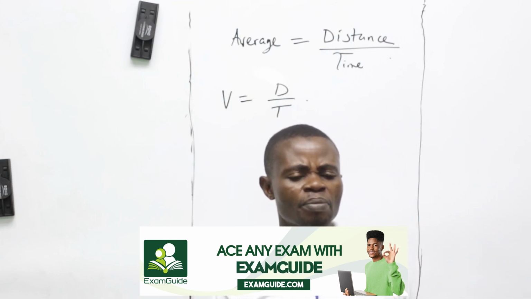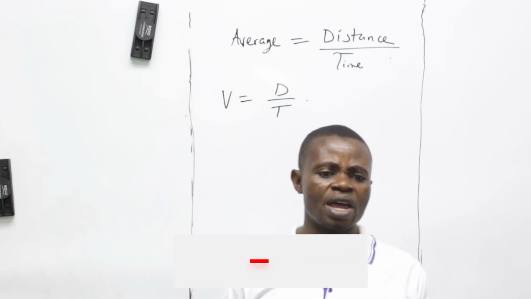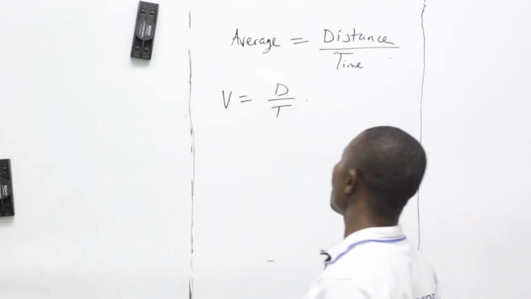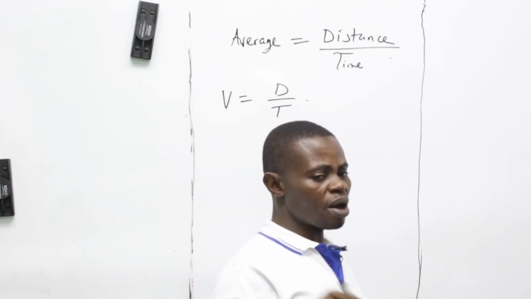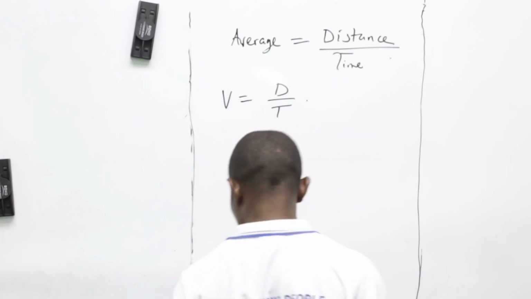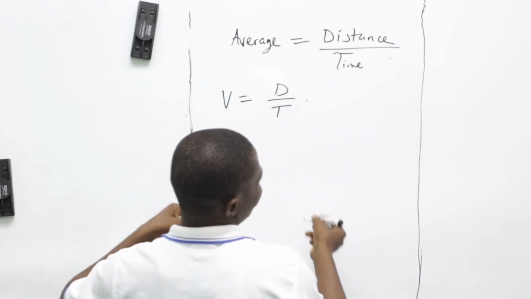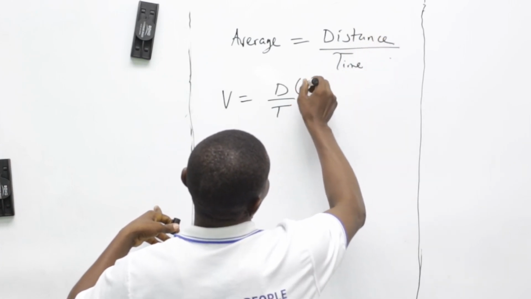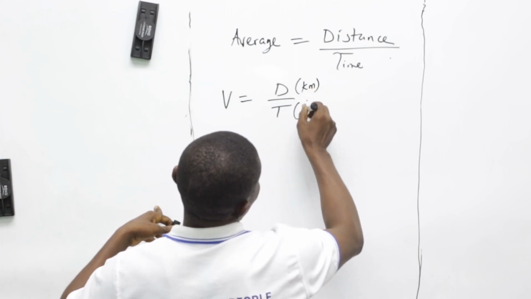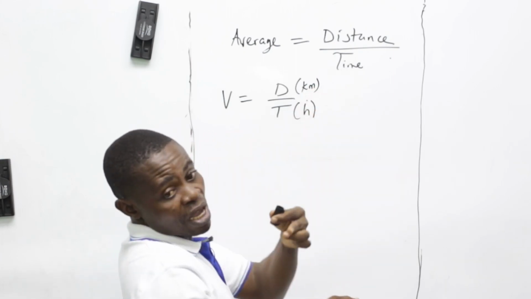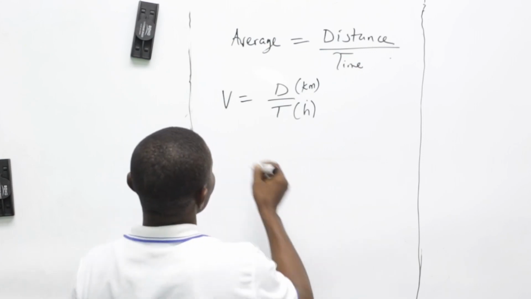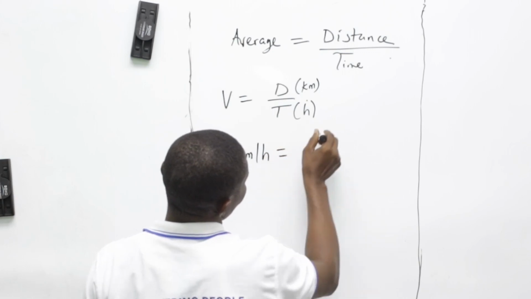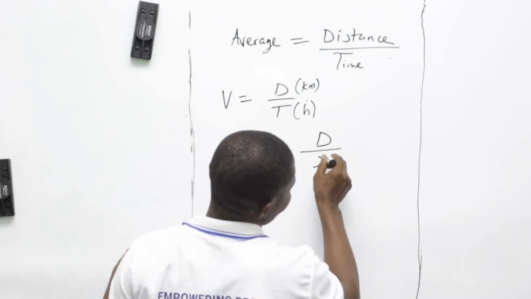So let us interpret: a cyclist cycles at x hours at 12 kilometers per hour. That kilometer per hour, whose unit is that? It is the unit of average speed, because distance is in kilometers and time is in hours. What we're having there is 12 kilometers per hour equals distance all over time. What is the time? x.